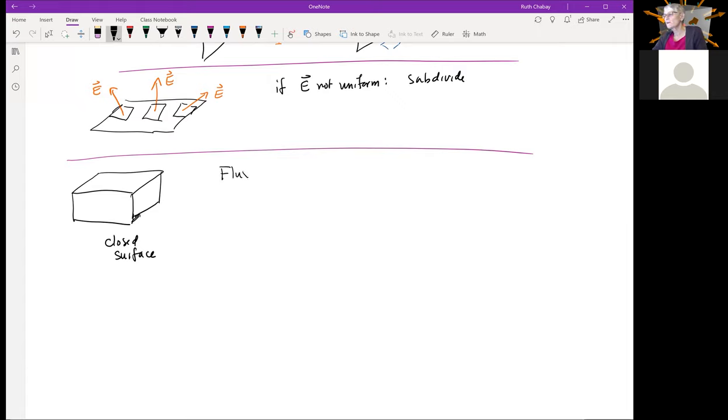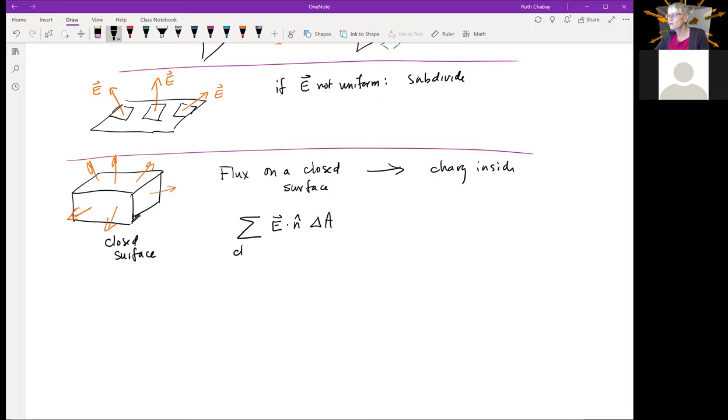So what we want is that the flux on a closed surface is going to be related to the charge inside. And so what we would need to do in this case is calculate the flux on this surface and the flux on that surface and the flux on this surface. We'd have to add up all the pieces of the surface to get the flux on a closed surface. So we write this as a sum of E dot n hat delta A over a closed surface. And so that's the electric flux on a closed surface.